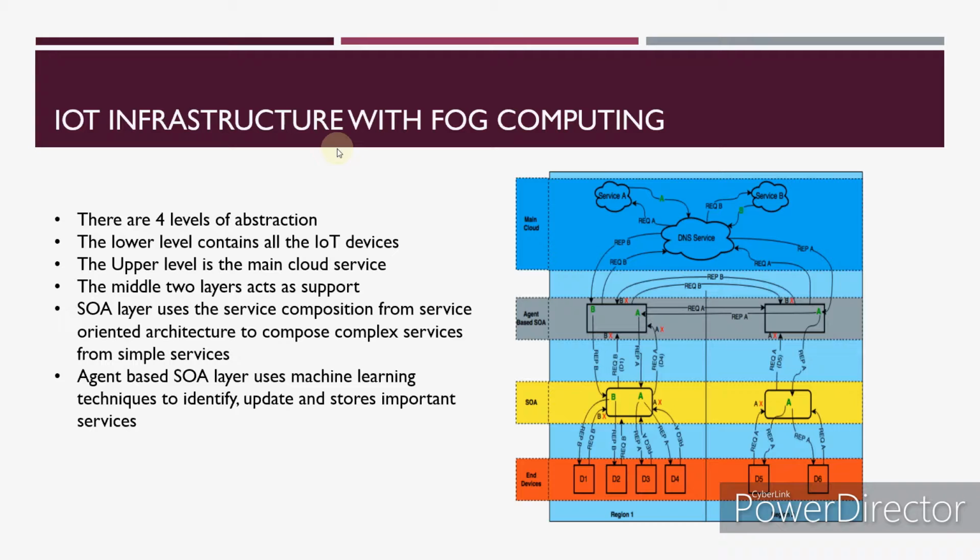That's one of the cool things about this infrastructure: you can use one service in different complex services. And the agent-based service-oriented architecture layer uses some machine learning techniques to identify, update, and store important services. I mean, frequently requested services are to be identified and regularly updated in this agent-based SOA layer. The significant part of this infrastructure is the agent-based SOA part, which we're going to talk about next.